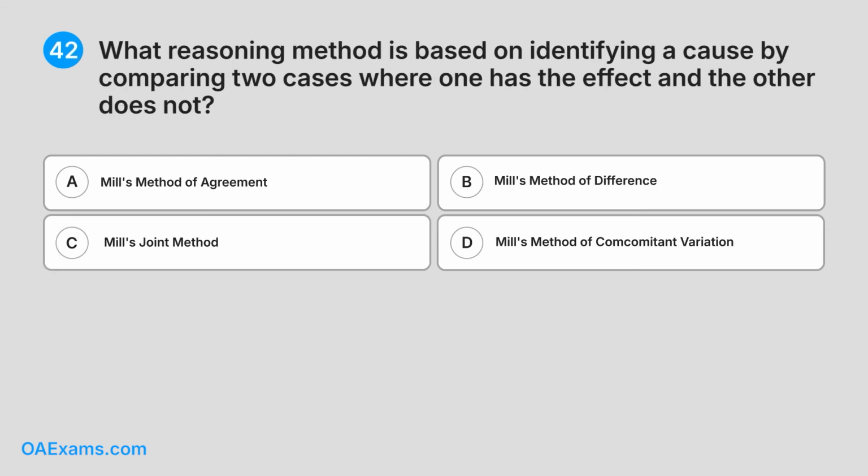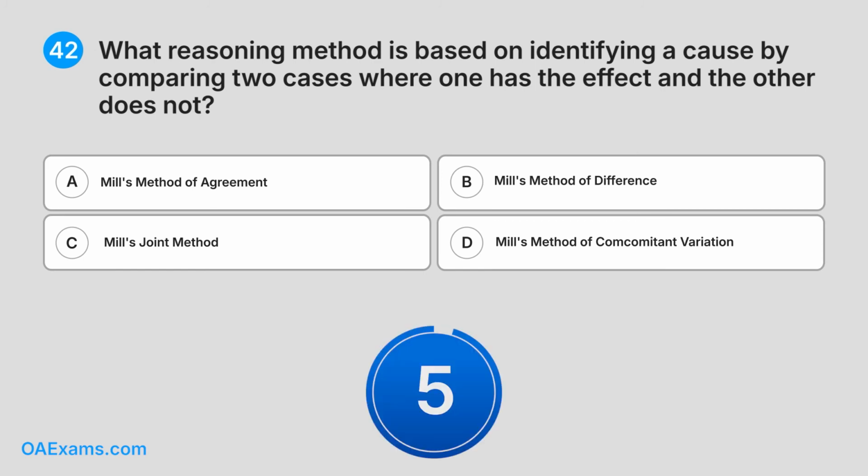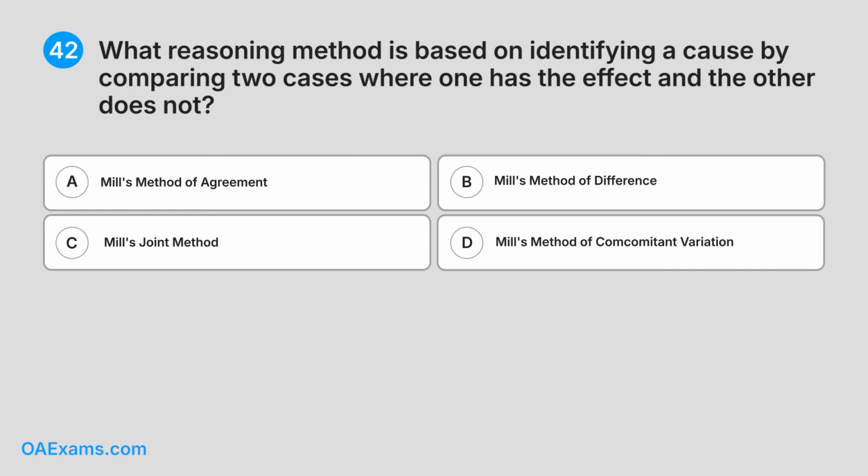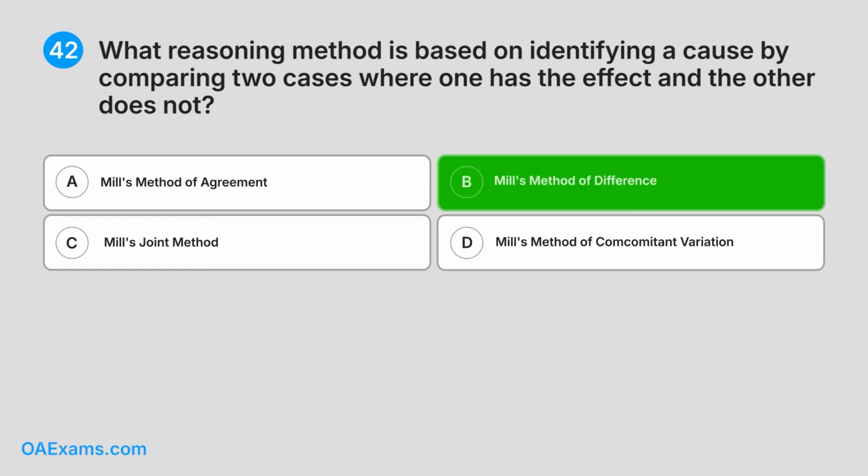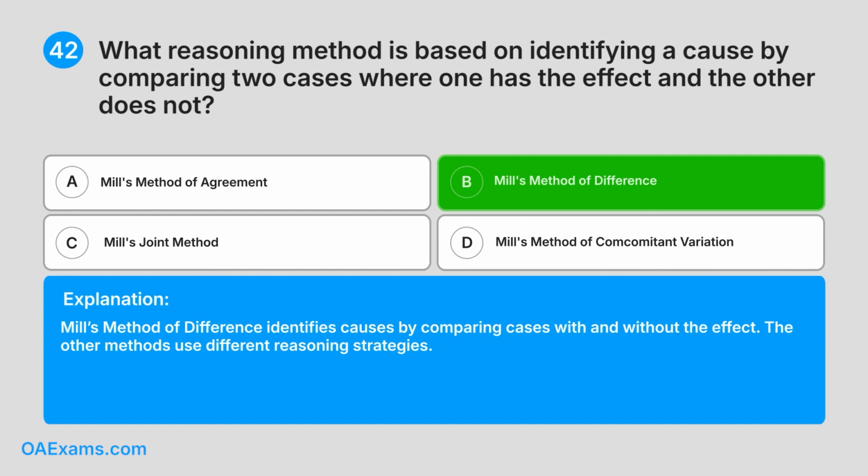42. What reasoning method is based on identifying a cause by comparing two cases where one has the effect and the other does not? A. Mill's method of agreement. B. Mill's method of difference. C. Mill's joint method. D. Mill's method of concomitant variation. What do you think is the answer? Correct answer. B. Mill's method of difference. Explanation. Mill's method of difference identifies causes by comparing cases with and without the effect. The other methods use different reasoning strategies.